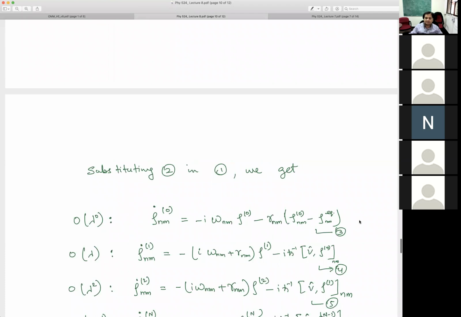Basically, we are comparing the coefficients of lambda. I have two power series, one power series in lambda on the left, one power series in lambda on the right. And when I am equating two power series, the equality will be valid if each of the terms is identical.